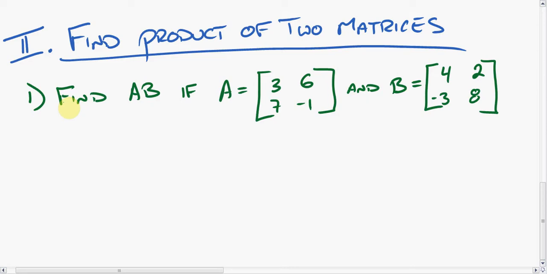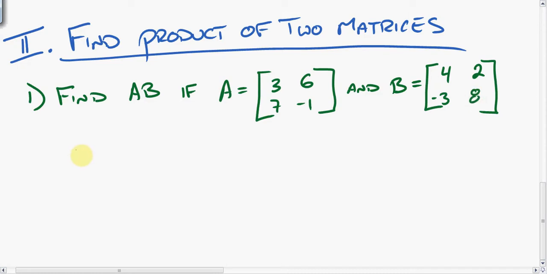This is section 3.6 part 2, where we are going to find the product of two matrices. In this section we're going to learn how to multiply two different matrices together. It's a little different than adding and subtracting. So our problem is find AB, the product of A times B, if A equals the matrix 3, 6, 7, negative 1, and B equals the matrix 4, 2, negative 3, 8.